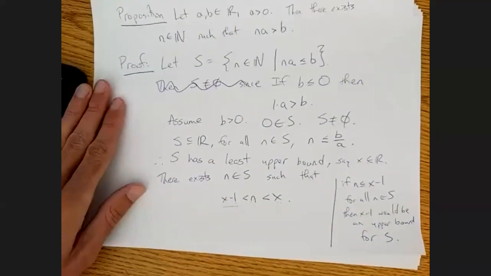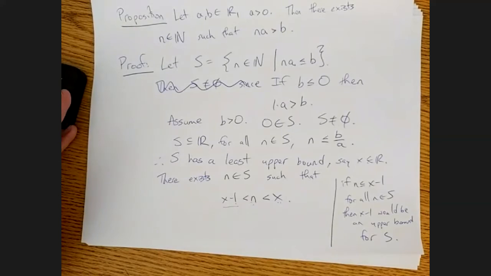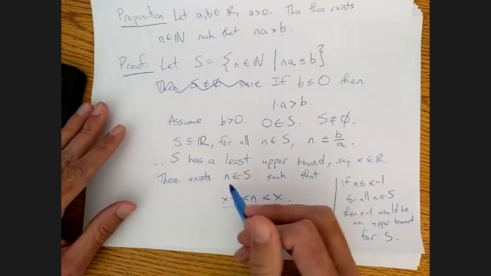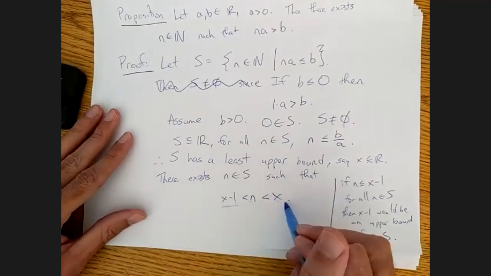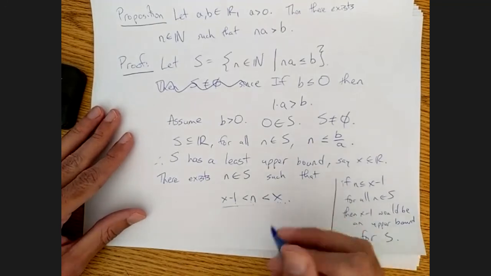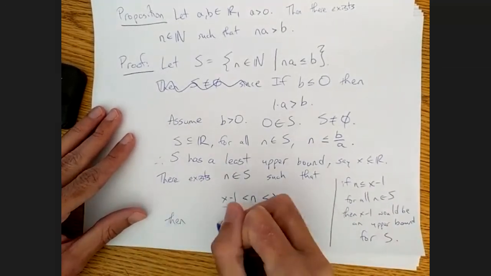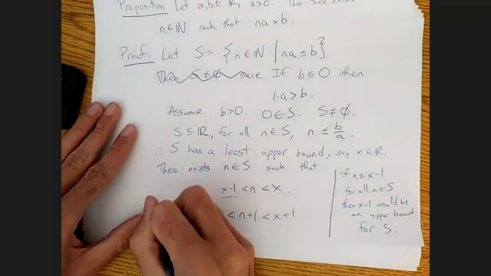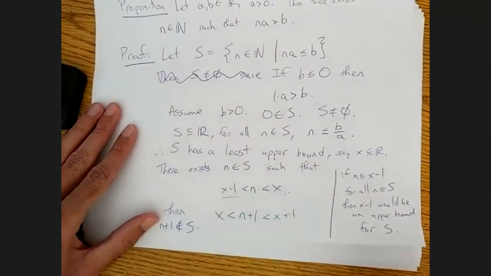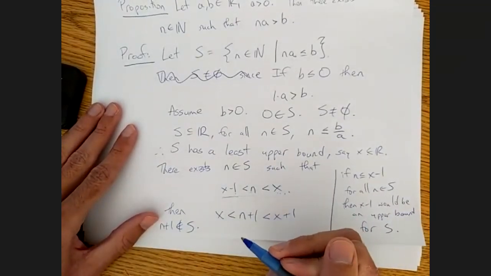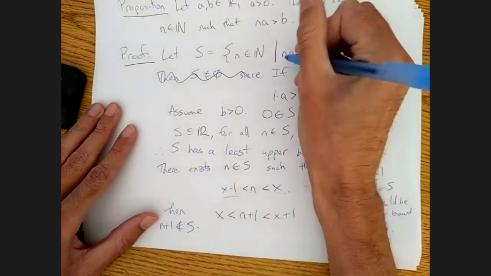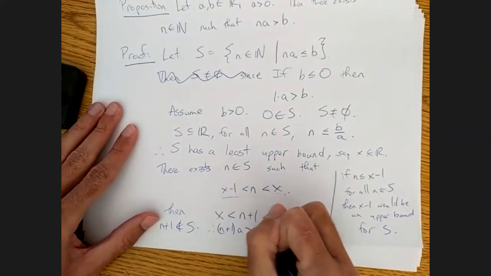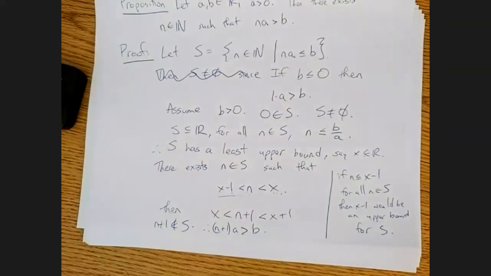Okay. Now it is hopefully coming together a little bit more, because since we can add one to everything in this inequality, then X is less than N plus one is less than X plus one. So N plus one is not in S because it's bigger than the least upper bound. And therefore N plus one times A has to be bigger than B. Okay, and that's the end.